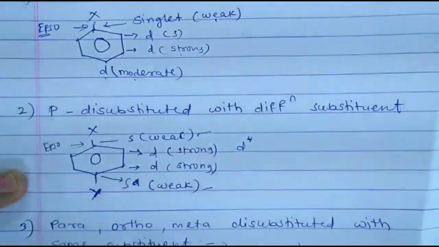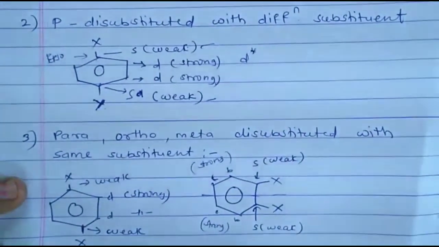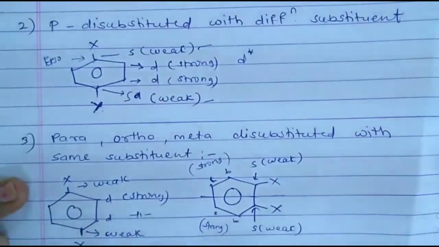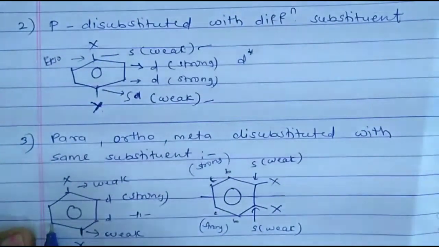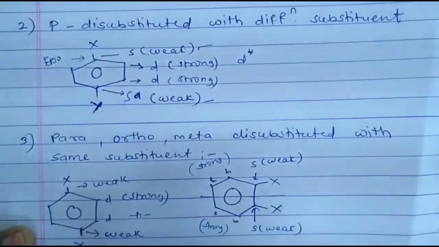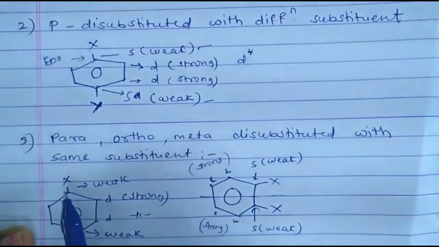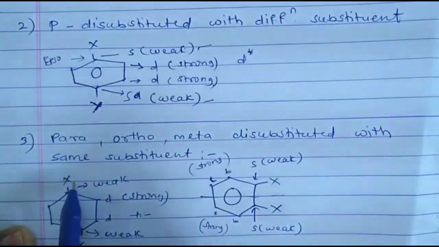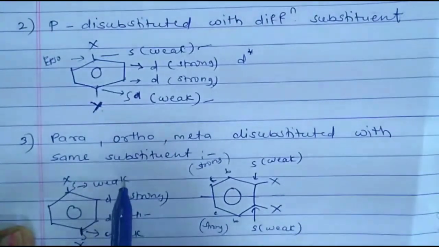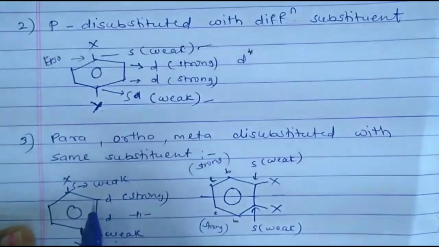The strong is denoted by a star. Okay, and if there is a para, ortho and meta disubstituted with the same substituent, there are three different ways of this substitution. First, the same substituent X is attached at the para position. That time both of these give a singlet and have a weak position, and near to that these two carbons give a doublet and both of these are strong.